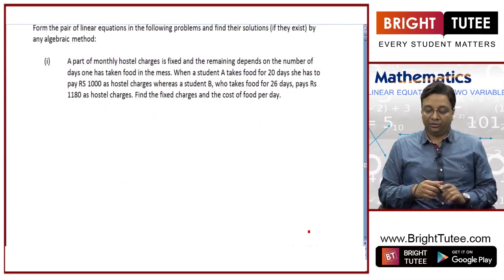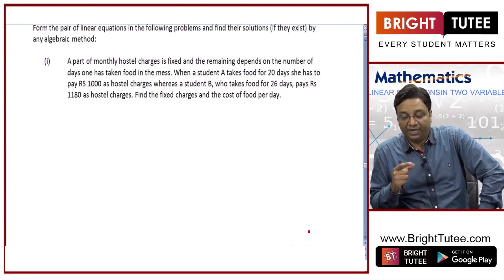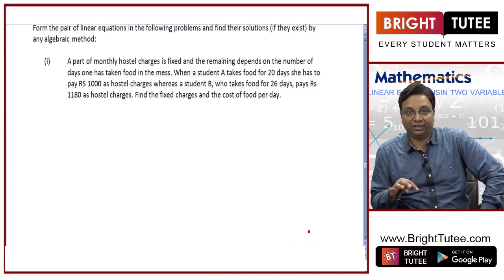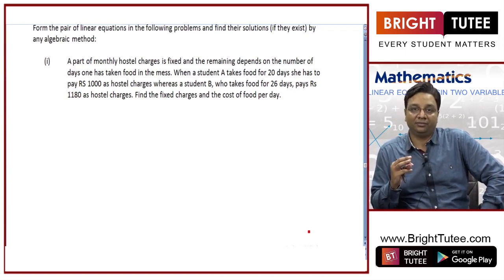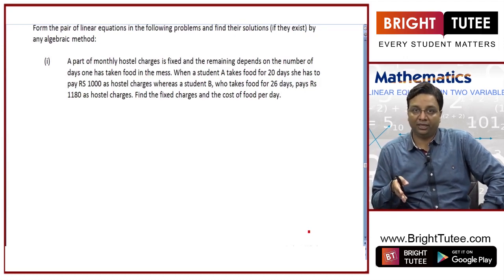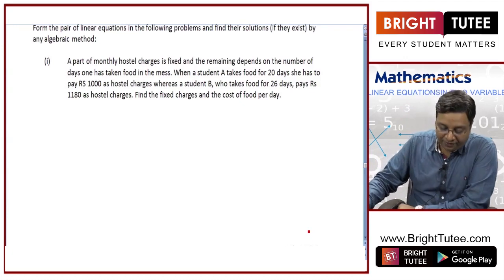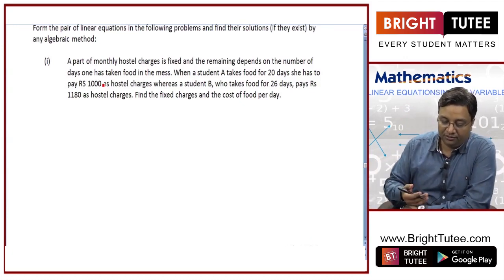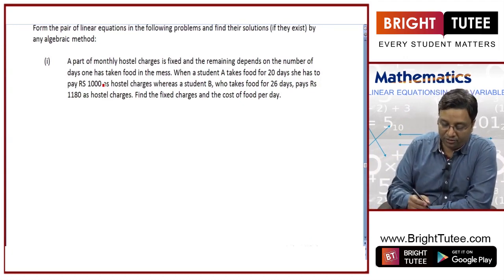Form the pair of linear equations in the following problems and find their solutions if they exist by any algebraic method. Now you are free to use any of these three methods that we have learned so far, that is elimination method, substitution method, or this one, the cross multiplication method, whichever you find easier, right. So first of all, let us form the problem and then we will solve it.